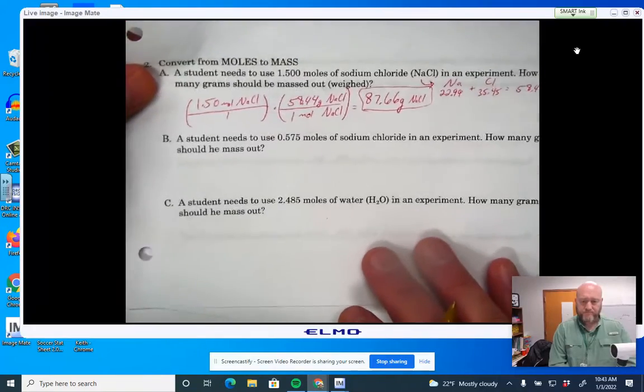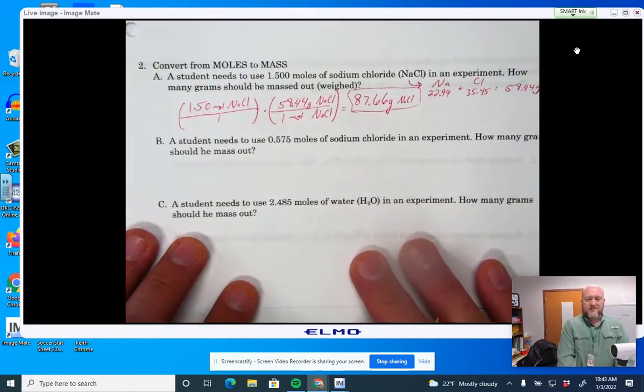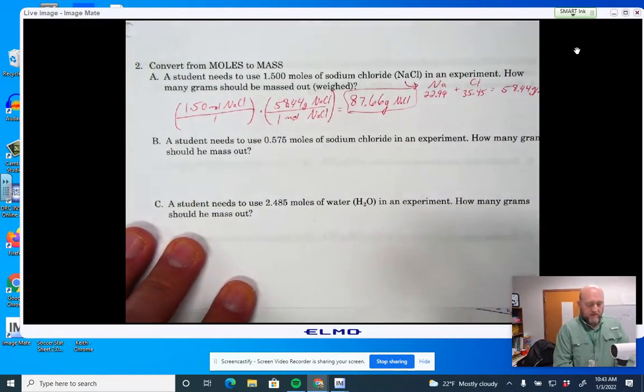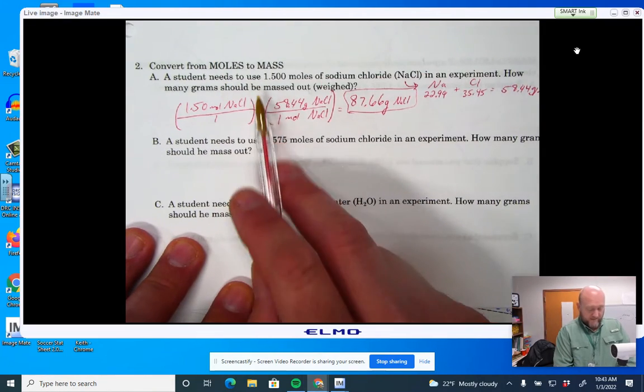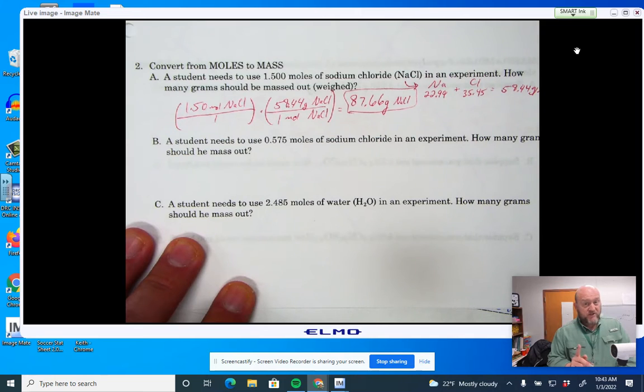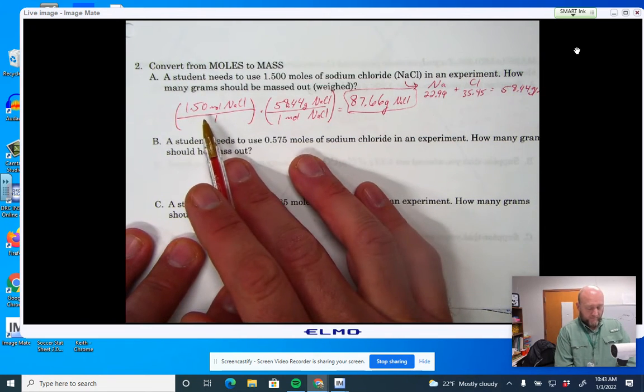For number 2, I'm doing the same thing here, except instead of going from mass to moles like we did for 1, now we're going moles to mass. And there's one other change. Instead of using just elements, we're given compounds. So there's a little bit extra. There's a couple of different steps we need to take a look at.